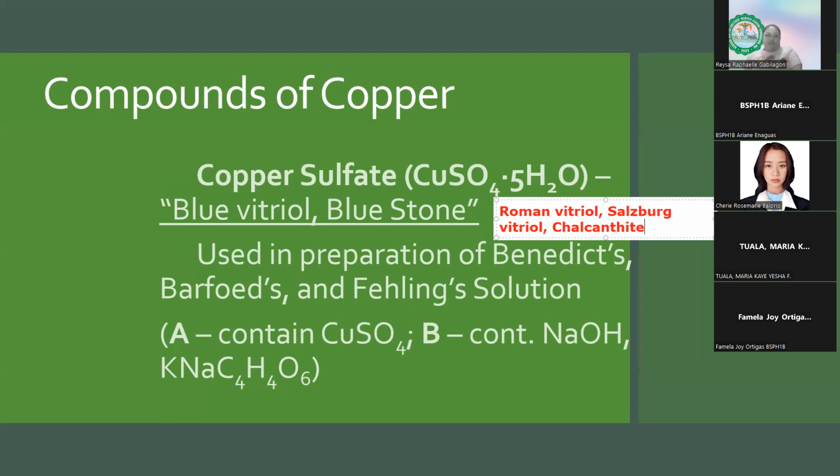I have mentioned already a while ago that reagents used in biochemistry to detect sugars also contain copper sulfate. So examples of that, we have Fehling's and Benedict's solution, and then we have Barfoed's. Barfoed's is used to differentiate a monosaccharide and a disaccharide. So when we say carbohydrates, they are a group of biomolecules.